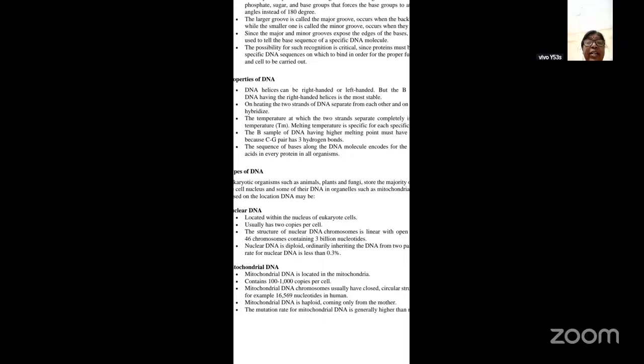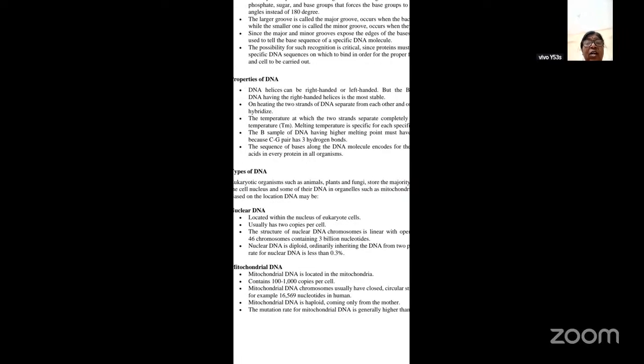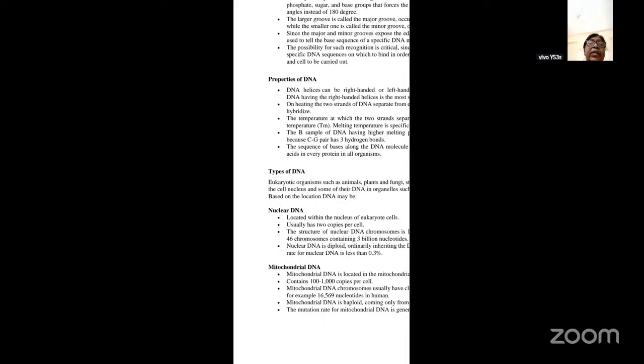Now coming to the mitochondrial DNA, it is located in the mitochondria. It contains 100 to 1000 copies per cell. Mitochondrial DNA chromosomes usually have closed circular structures, and they contain about 16,569 nucleotides, so a smaller number of nucleotides. Mitochondrial DNA is haploid, coming only from the mother. The mutation rate is very high when compared to that of the nuclear DNA. So this is the difference between the nuclear DNA and the mitochondrial DNA.